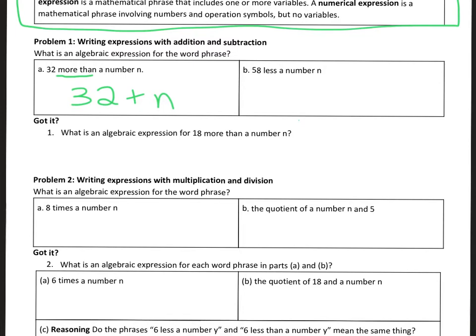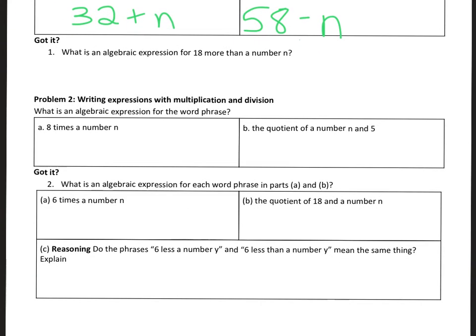So in this next example, 58 less a number n. It's important that we're careful reading this expression. 58 less a number n means 58 take away a number n. So we're going to write this as 58 minus n, right? So this right here is a good spot for you to pause the video, try the got it question, and then I will explain it once you're ready to go again. So pause the video, work it out, and I'll explain through it.